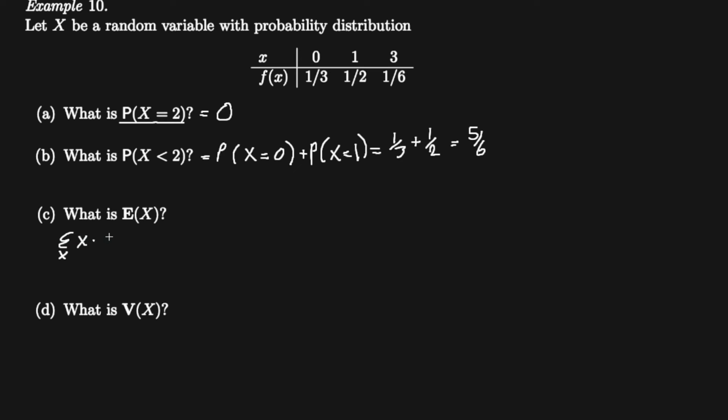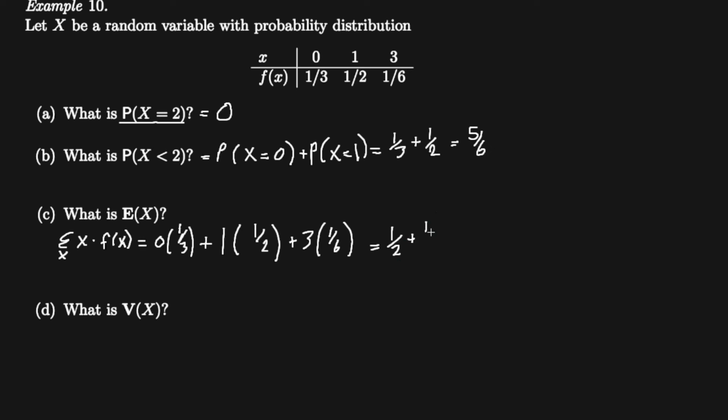C is asking for the expected value of x. Simple. We have to do the summation of x times f of x, which is equal to 0 times 1/3 plus 1 times 1/2 plus 3 times 1/6, which is equal to 1/2 plus 1/2, which is simply just 1.